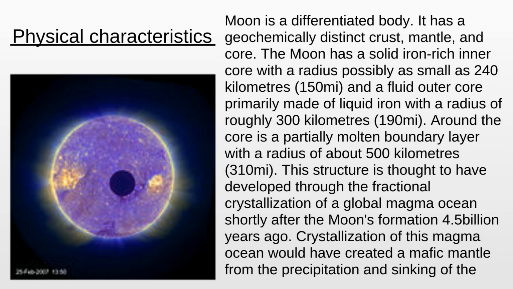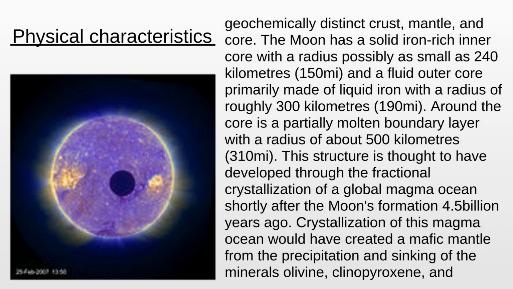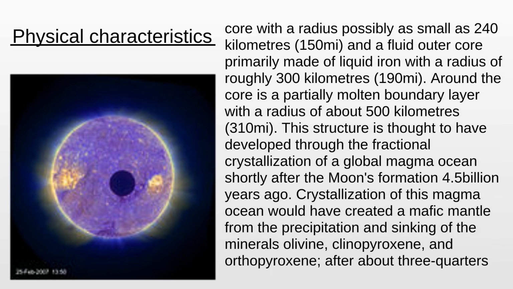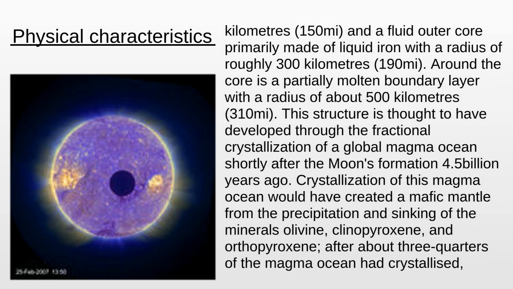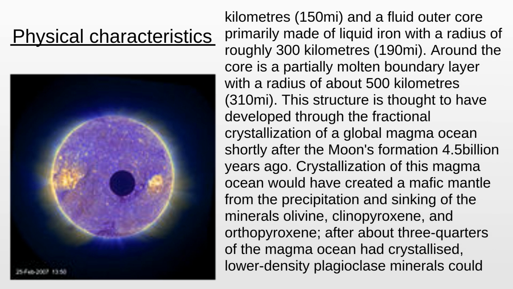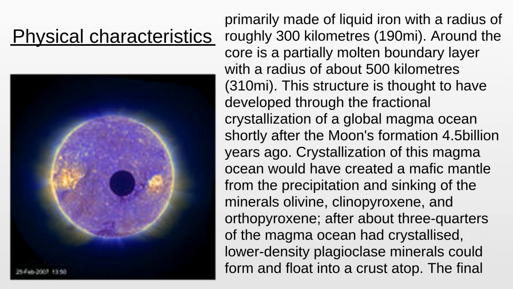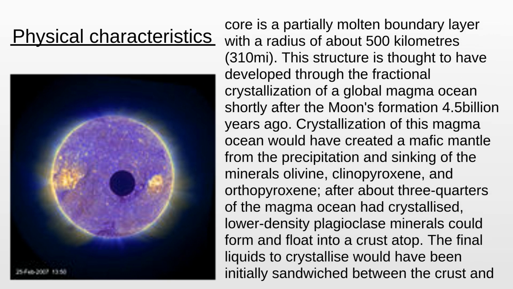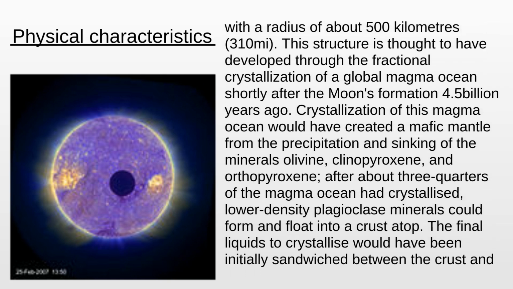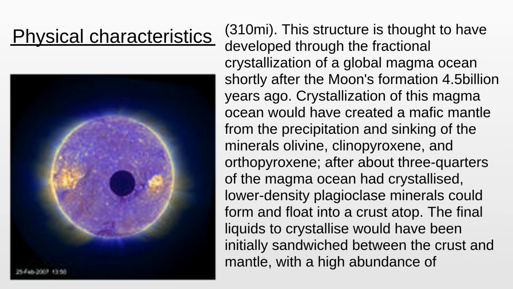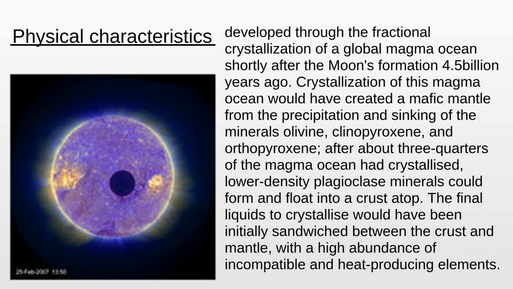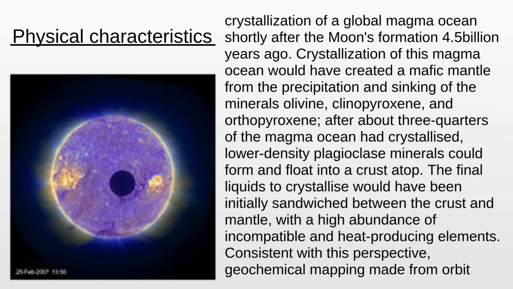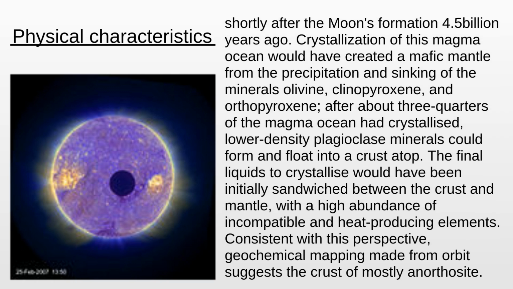The Moon has a solid iron-rich inner core with a radius possibly as small as 240 kilometers, 150 miles, and a fluid outer core primarily made of liquid iron with a radius of roughly 300 kilometers, 190 miles. Around the core is a partially molten boundary layer with a radius of about 500 kilometers, 310 miles. This structure is thought to have developed through the fractional crystallization of a global magma ocean shortly after the Moon's formation 4.5 billion years ago.